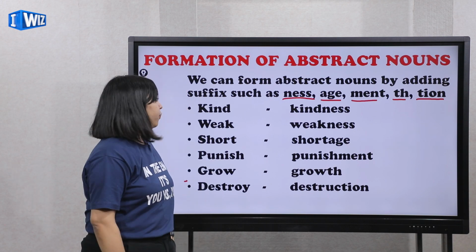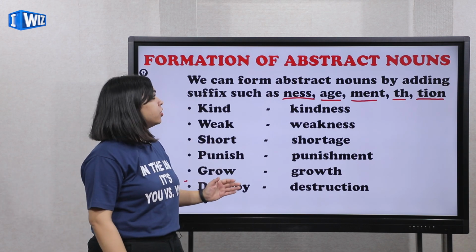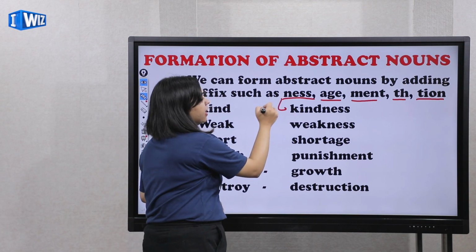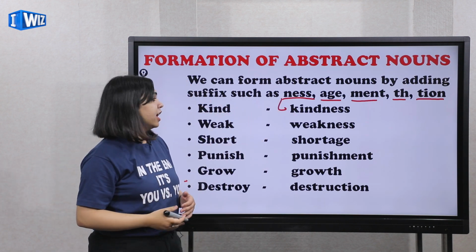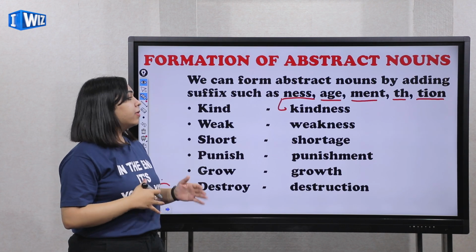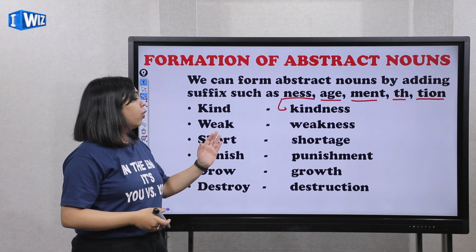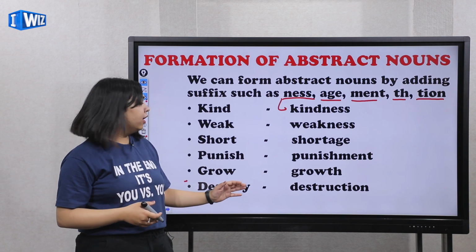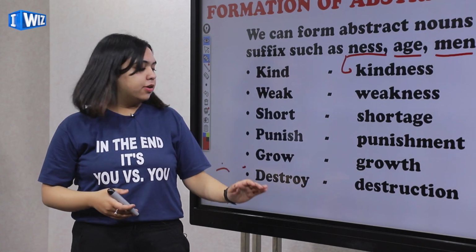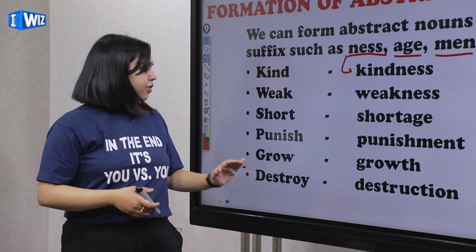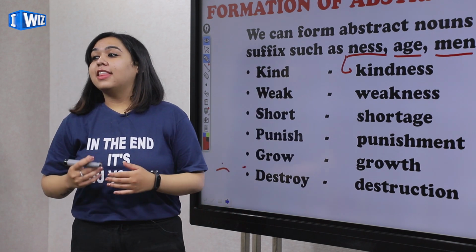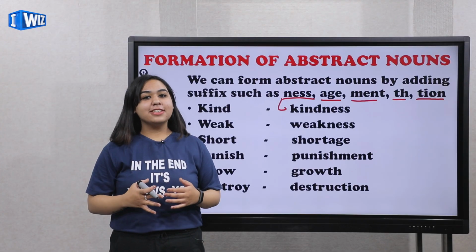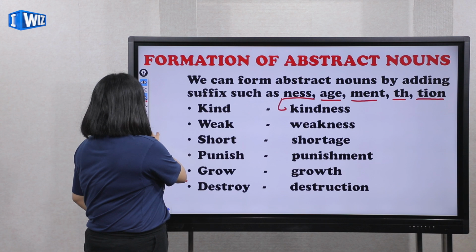How? Let's see how. Now the word is kind. If you want to make an abstract noun out of it, you will use the suffix ness and it will be kindness. That will become an abstract noun. Weak, weakness. Short, shortage. There was shortage of food at the wedding. Okay. Punish, punishment. Grow, growth. Destroy and destruction. That is how we form our abstract nouns. I hope that it is clear to you. Okay?